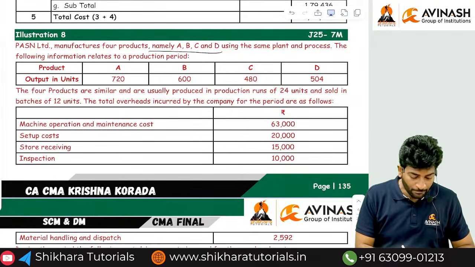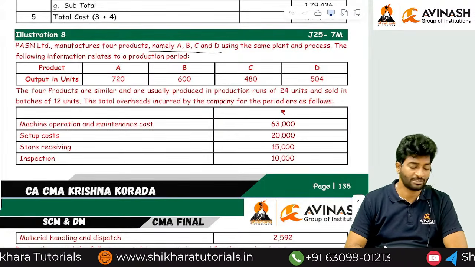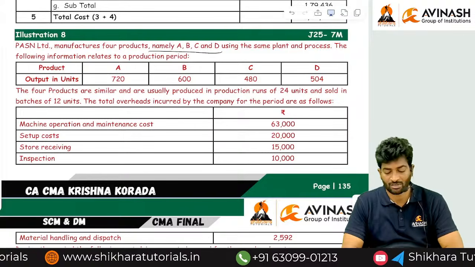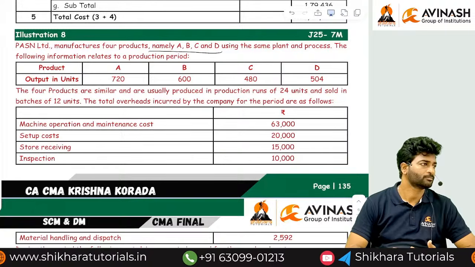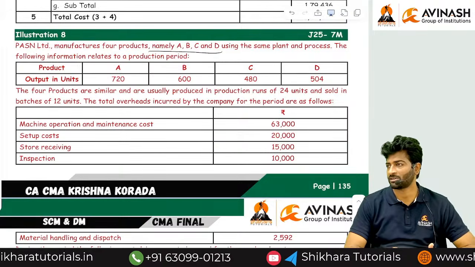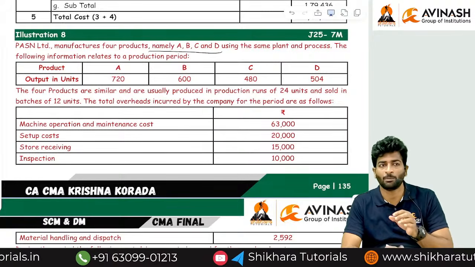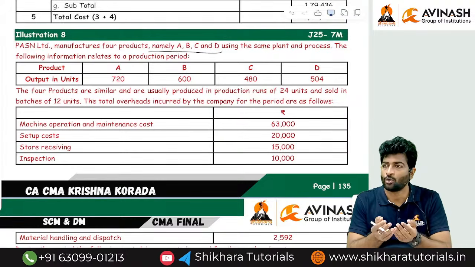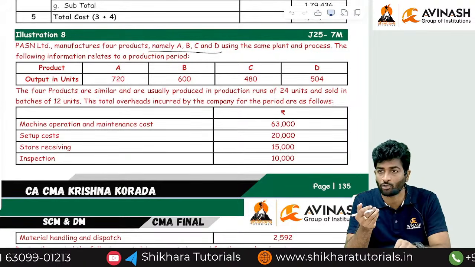Output: A 720 units, B 600 units, C 480 units, and D 504 units. The 4 products are similar and are usually produced in production runs of 24 units. So in a single production run, they can produce 24 units at a time. Can I say 24 units can be one production process in one batch? So if you want to calculate the number of production runs or batches, 24 units can be used.